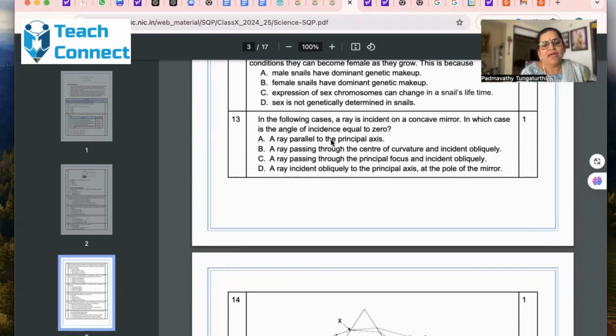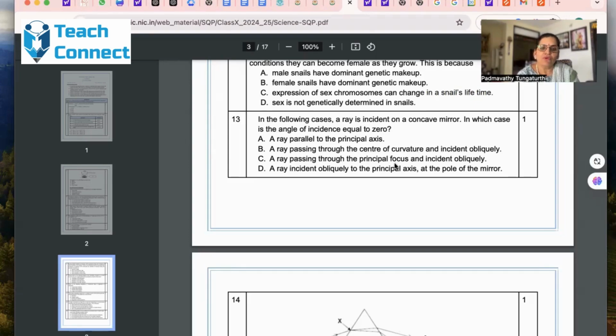Question number 13. In the following cases, a ray is incident on a concave mirror. We all know that a concave mirror is polished on the outside and there is reflection occurring. But the angle of reflection is not the same as in a plane mirror. The angle of incidence is equal to 0. For a ray parallel to the principal axis, the angle of incidence is not 0. For the ray passing through the center of curvature, the angle of incidence will be 0.